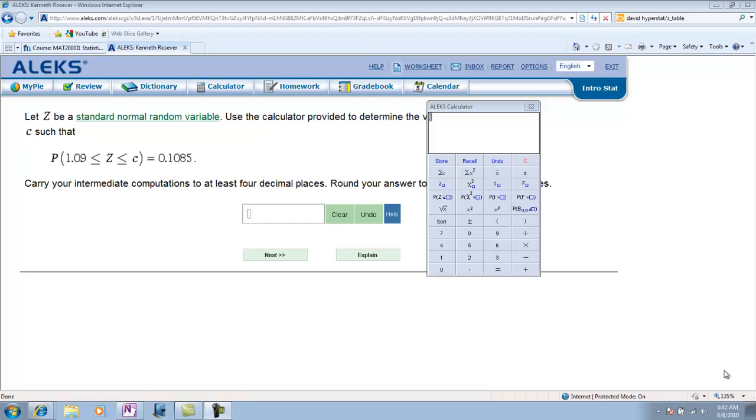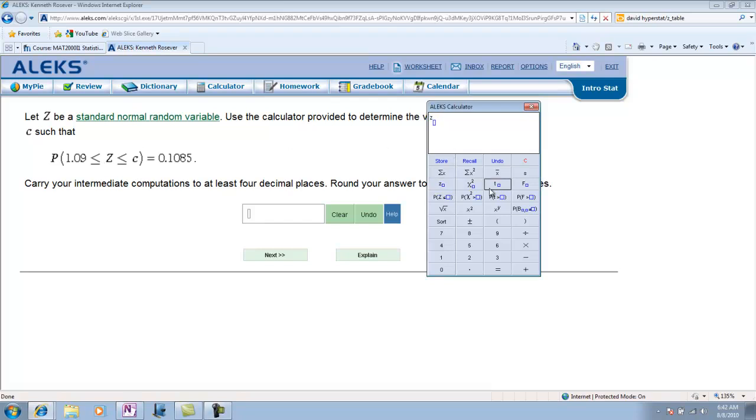Alright, we're back. Here's our next problem. This time we're looking for a C that is to the right of 1.09, and between 1.09 and this value, 10.85% of the area is cut off. So how do we find it?